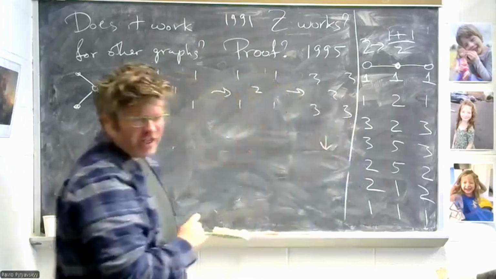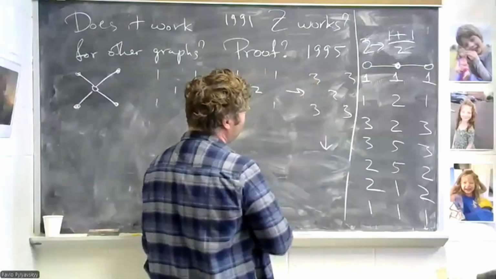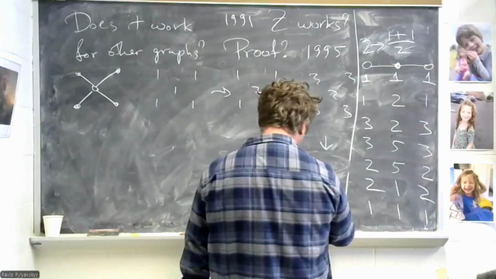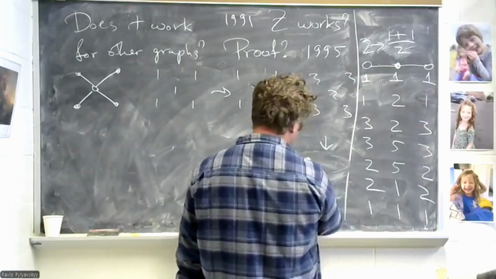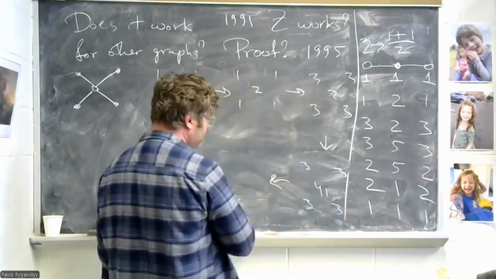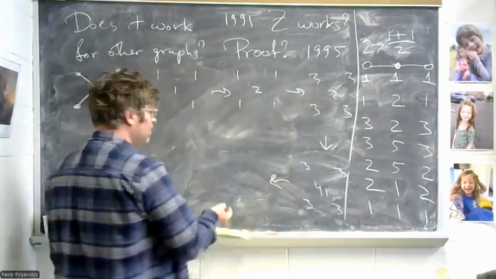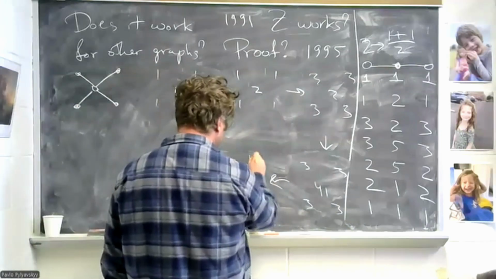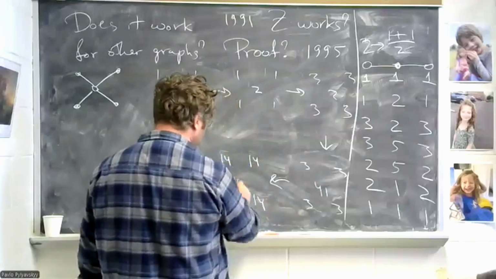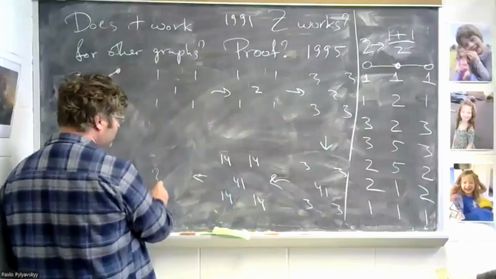Tell me if I make a mistake. This is not in my notes, so I could make a mistake. Now this becomes 81 plus 1 divided by 2, 41, 3, 3, 3, 3. This becomes 42 divided by 3, 14, 14, 14, 14, 41. And this becomes some really huge number.